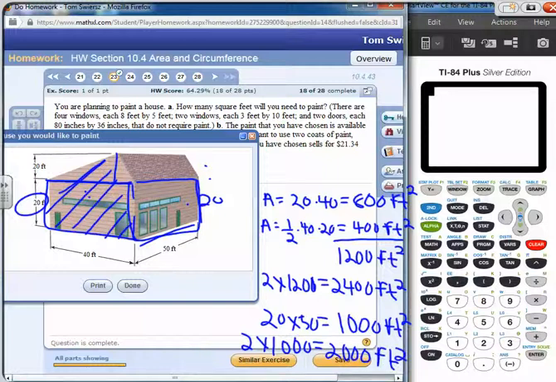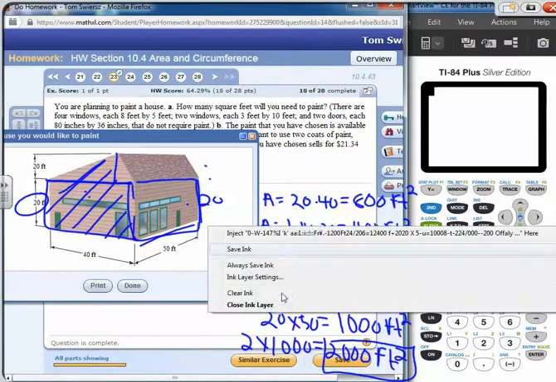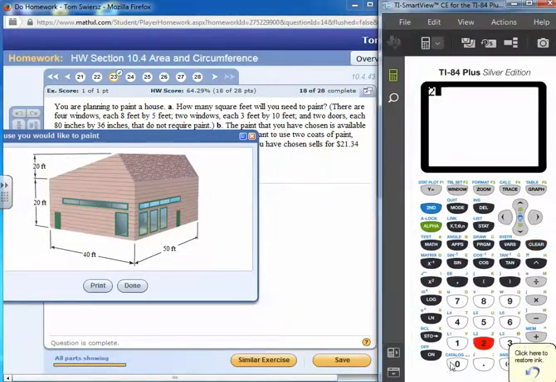So now what do we have? The left and the right sides are 2,400, and the front and the back are each 1,000, so 2,000. Not subtracting anything yet, we'll put it in our calculator: 2,000 plus 2,400, for a total area of 4,400. Now, we have to subtract the windows and the doors.